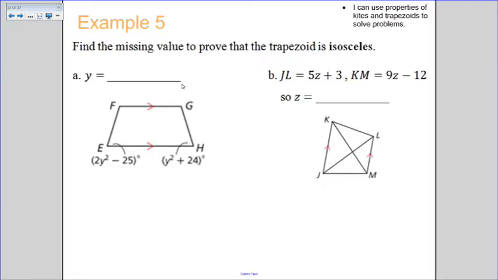We're trying to find the missing value to prove that the trapezoid is isosceles. Well, in order to prove this is isosceles, we have to show that the two base angles are congruent. Okay, so let's find a value of y that would show them congruent. We can show them congruent by setting angle E equal to angle F. So I'm going to get 2y squared minus 25 equals y squared plus 24. It's a y, not an x.